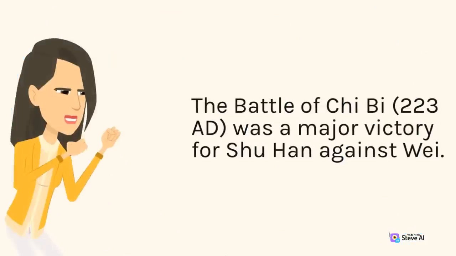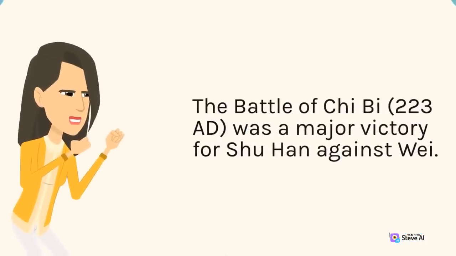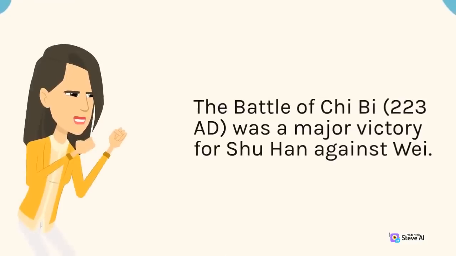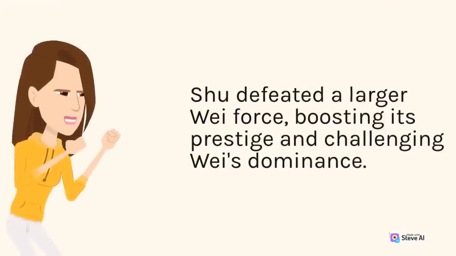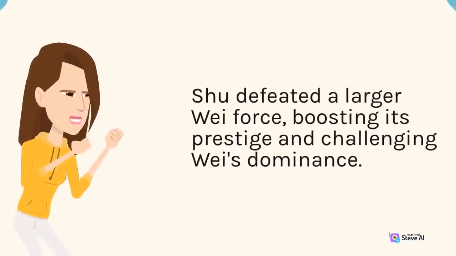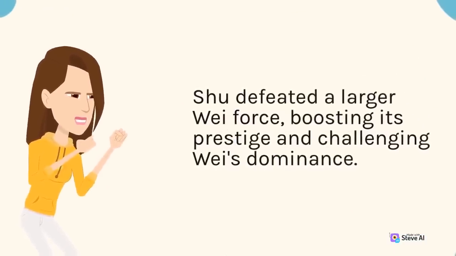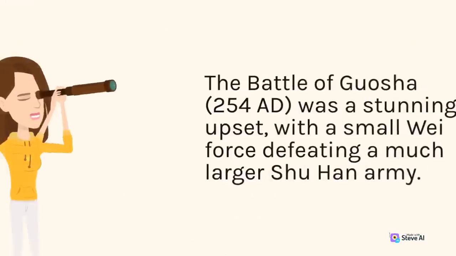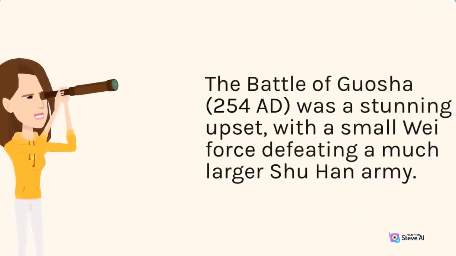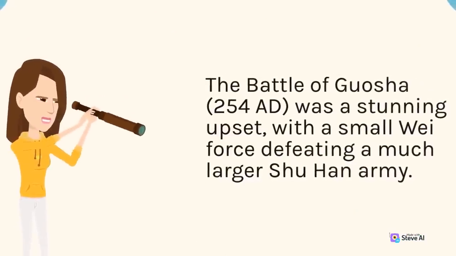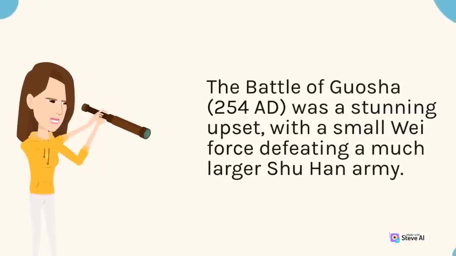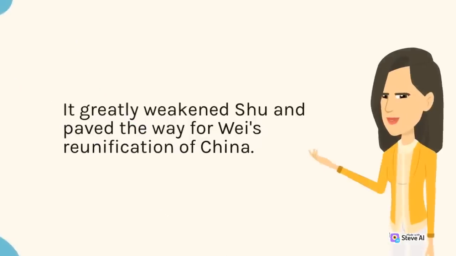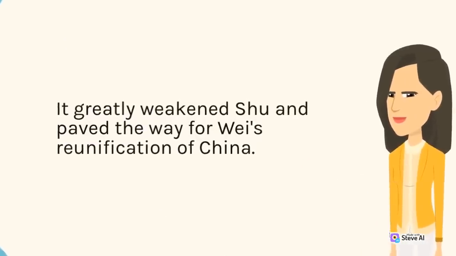The Battle of Qibai, 223 AD, was a major victory for Shu Han against Wei. Shu defeated a larger Wei force, boosting its prestige and challenging Wei's dominance. The Battle of Gosha, 254 AD, was a stunning upset, with a small Wei force defeating a much larger Shu Han army. It greatly weakened Shu and paved the way for Wei's reunification of China.